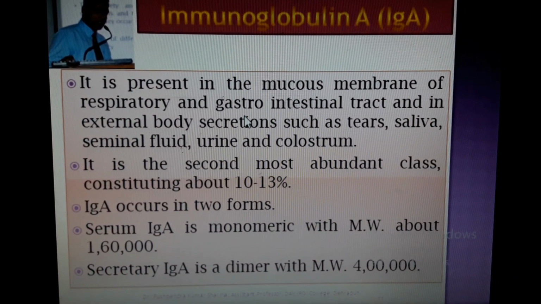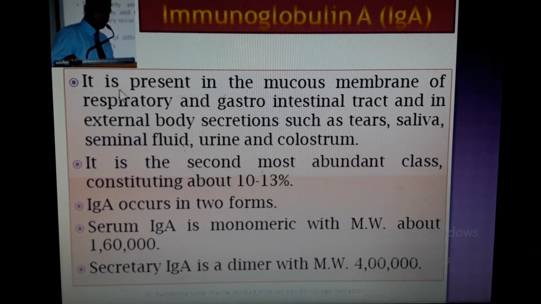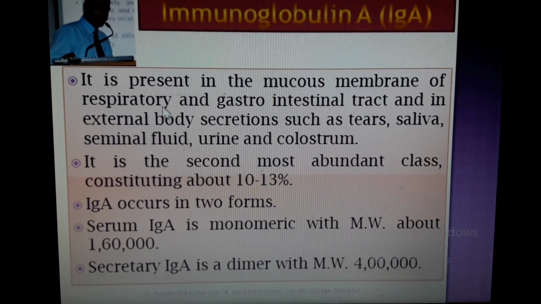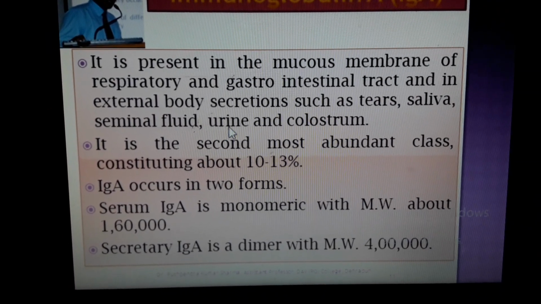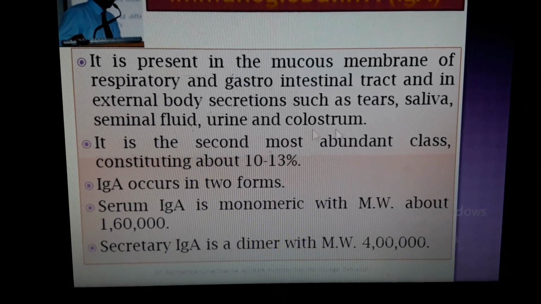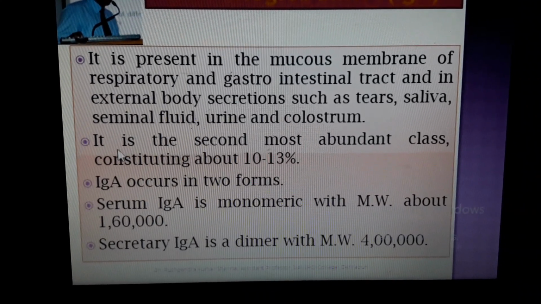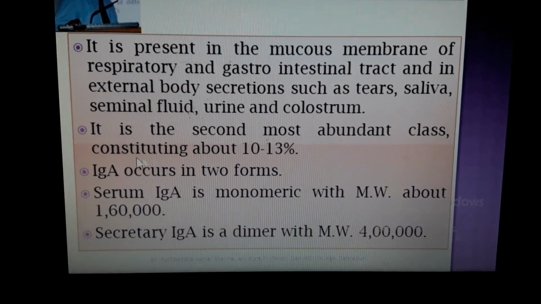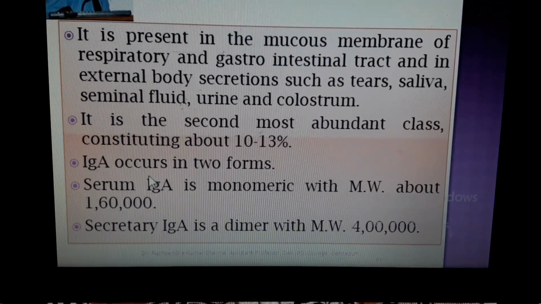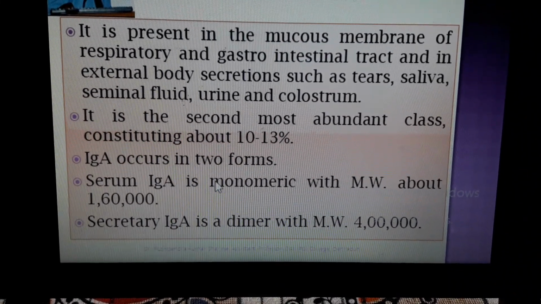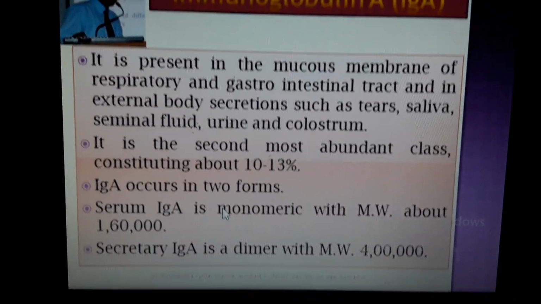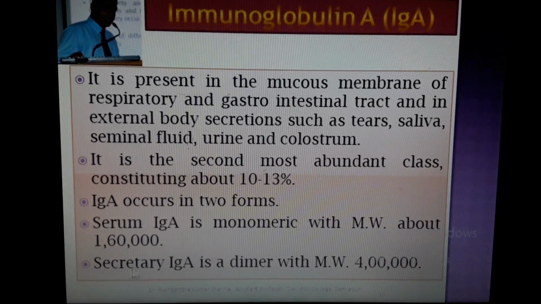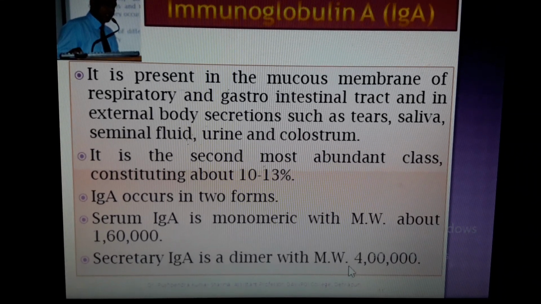Now the next immunoglobulin, IgA. It is present in the mucous membrane of respiratory and gastrointestinal tract and in external body secretions such as tears, saliva, seminal fluid, urine and colostrum, that is also called the first milk. It is the second most abundant class, constituting about 10 to 13%. IgA occurs in two different forms. First is serum immunoglobulin, that is a monomer with molecular weight about 1,60,000 daltons. Second is secretory immunoglobulin A, which is a dimer.